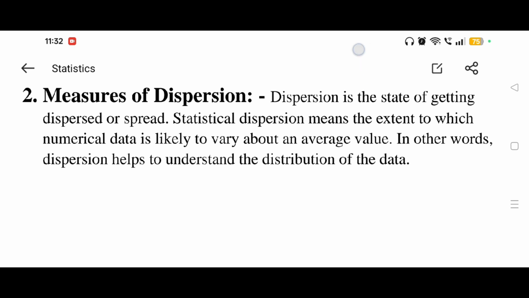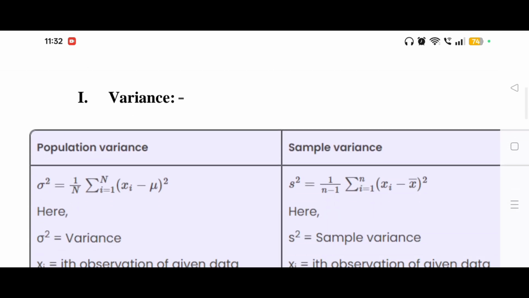In this lecture, we are going to discuss the measures of dispersion. Dispersion is the state of getting dispersed or spread. Statistical dispersion means the extent to which numerical data is likely to vary about an average value. In other words, dispersion helps to understand the distribution of the data. Let's see some more examples for this.